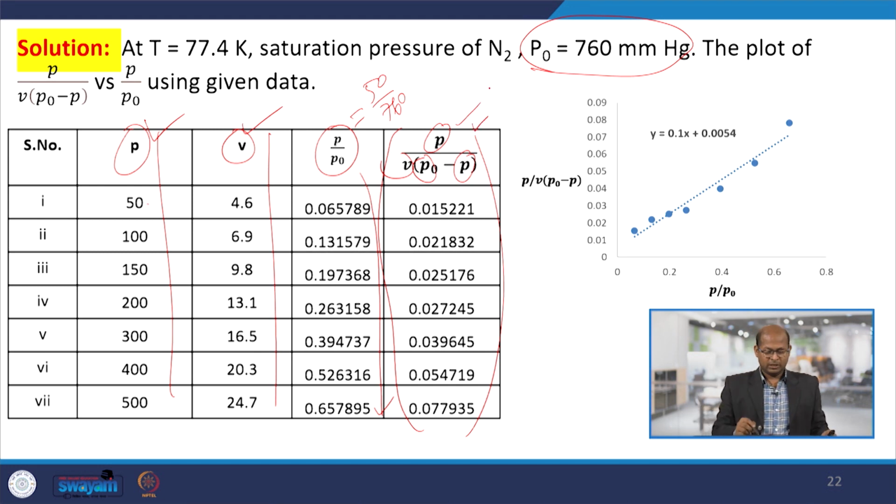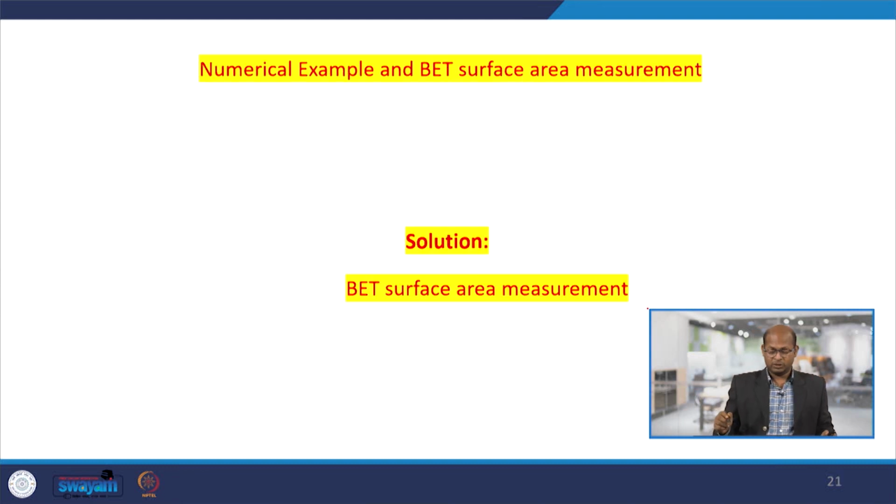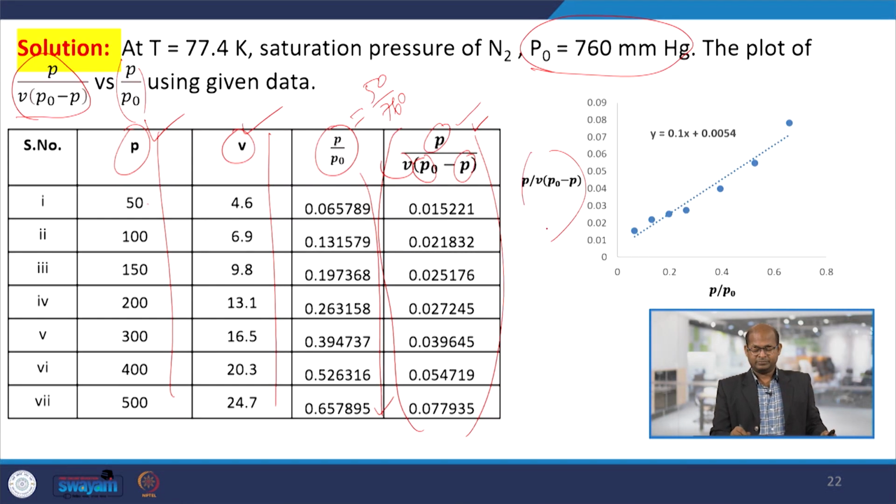Now, P by V into (P naught minus P), against P by P naught. As per the BET surface area equation, this we have to develop, and this we have developed. So this and this we have to plot in the graph. In the graph, this is the y axis and this is the x axis. We are plotting this against P by P naught.